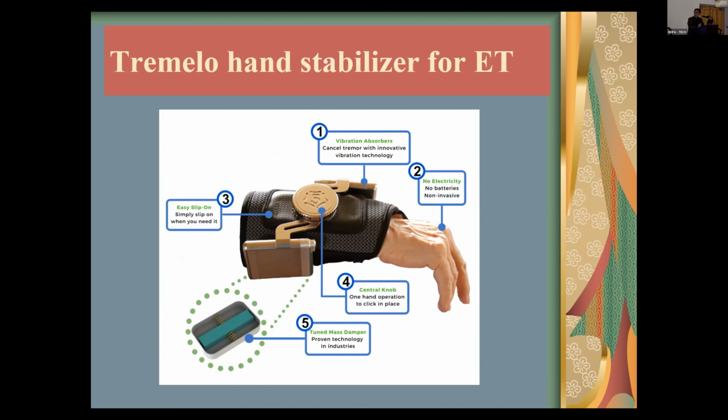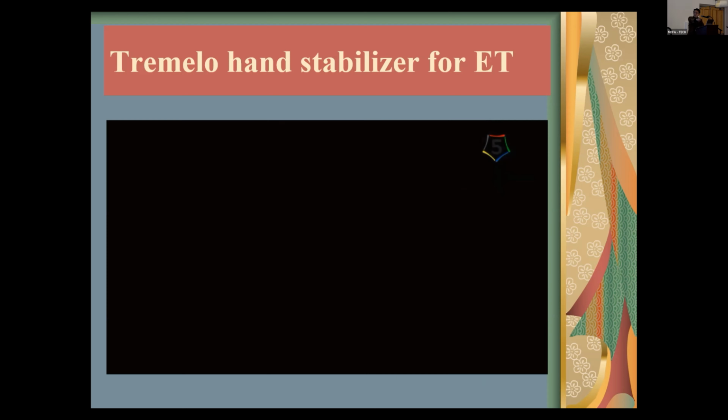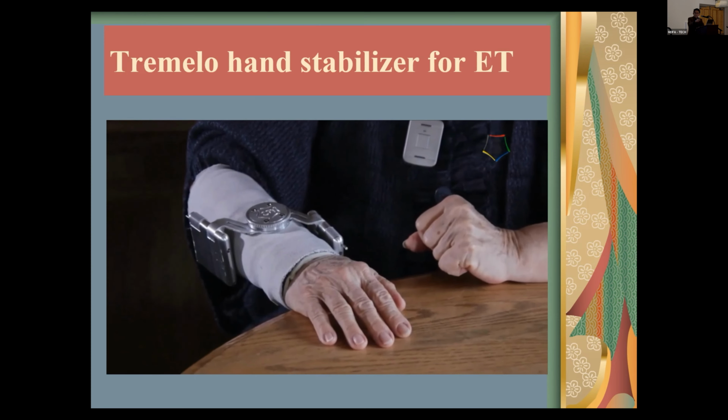And then there's another device called the Tremelo, and this is also available for purchase, whereas the Cala needs a prescription for you to be able to purchase. So your doctor has to agree to that therapy and issue a prescription. This one you don't need a prescription for. You can literally buy this yourself from the internet. So I'm going to show a video since it really speaks 1,000 words and describes it very nicely.